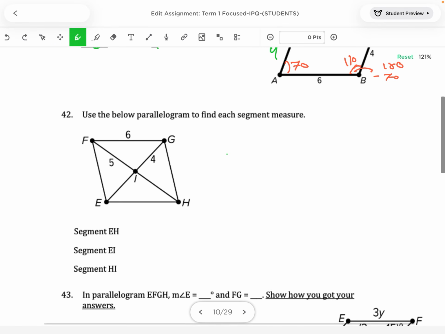Diagonals, they bisect each other. If this one is 4, so this one should be 4. This diagonal half is 5, so this one will be 5 as well. This side is 6, so this side will be 6 as well. And we answer the questions.